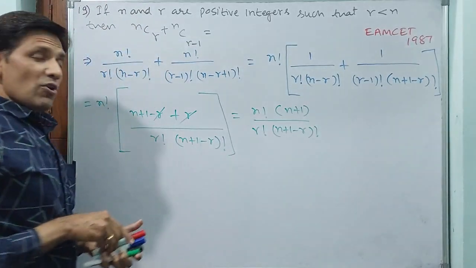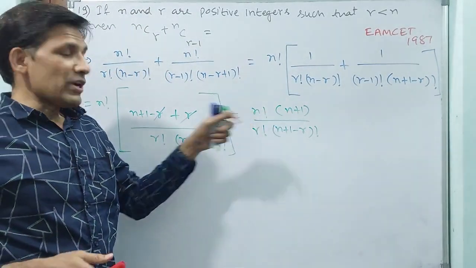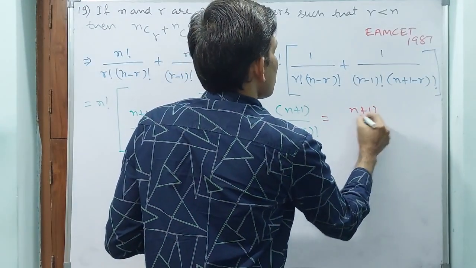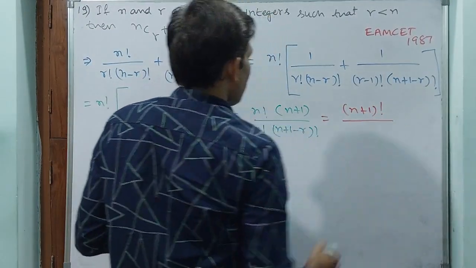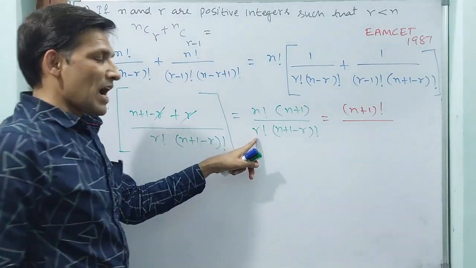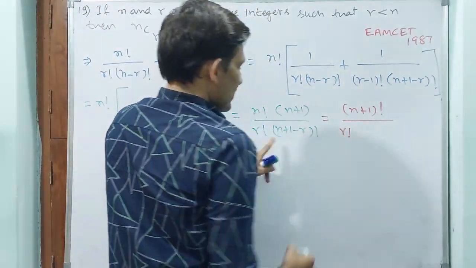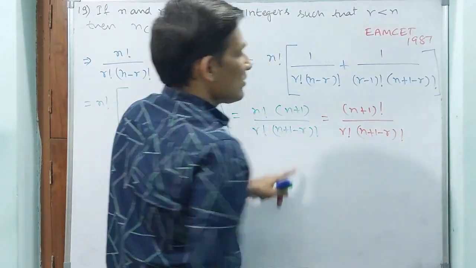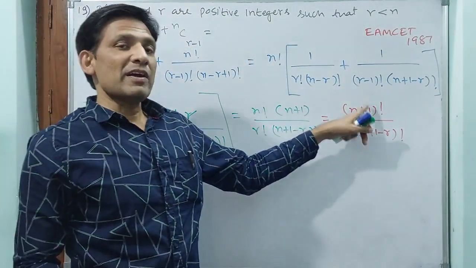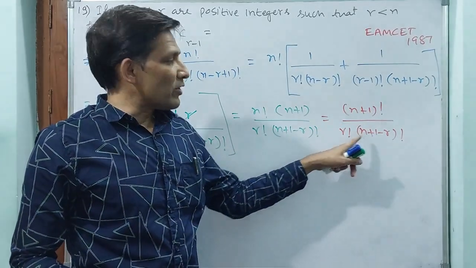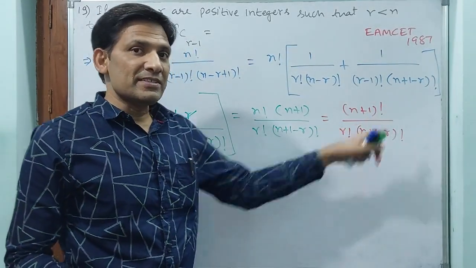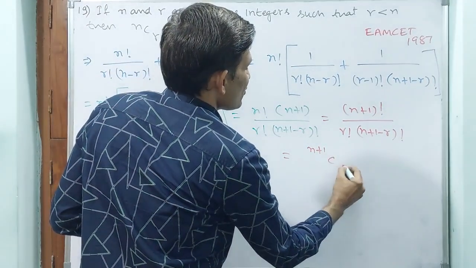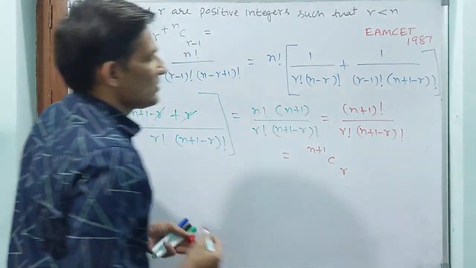Now you tell me, n plus 1 into n factorial means what? n plus 1 factorial. n plus 1 factorial by r factorial, n plus 1 minus r factorial. Now imagine here n plus 1 is n, like n factorial by r factorial into n minus r factorial, this is nCr. That means nCr where n is n plus 1: n plus 1 Cr.